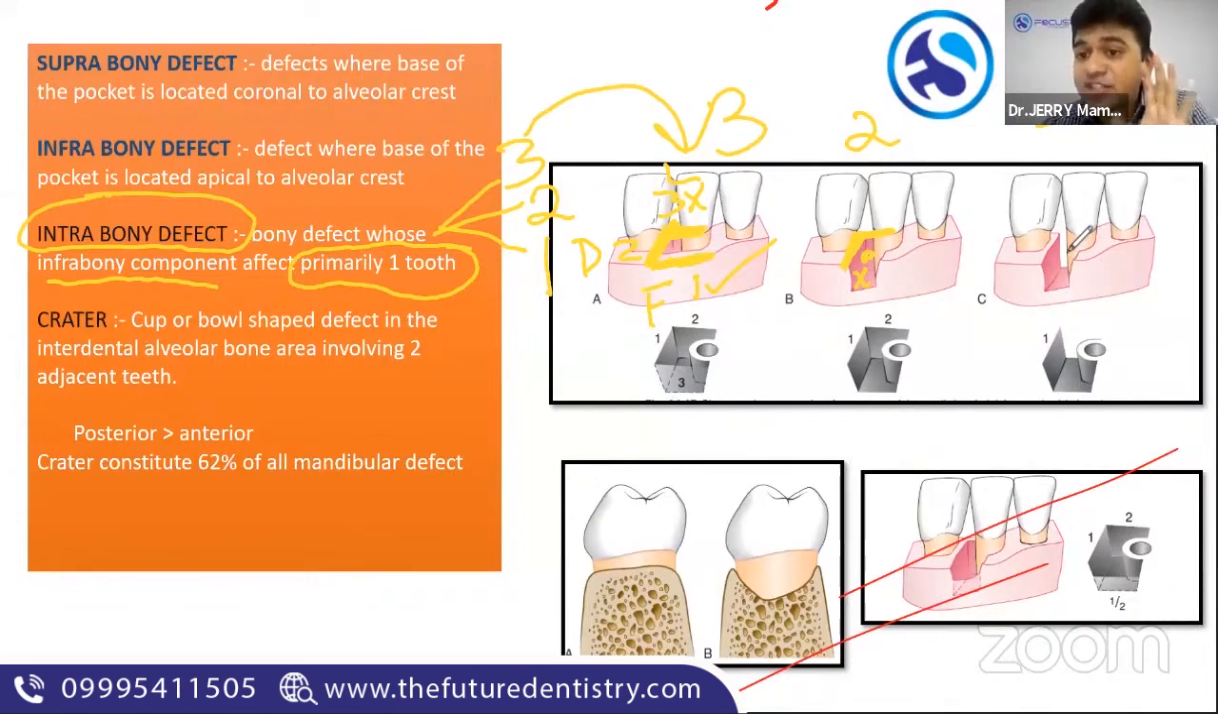Now, why I'm stressing this is important. Imagine if the distal wall was also gone. Is the bone defect affecting only one tooth, or does it start affecting the other tooth also? It will start affecting the other tooth also. Then it becomes two teeth. Then can we say it is intrabony? No, we cannot say. So always the distal wall next to the tooth should be preserved. Then only we can say that it is an intrabony defect. So here only this tooth is affected.